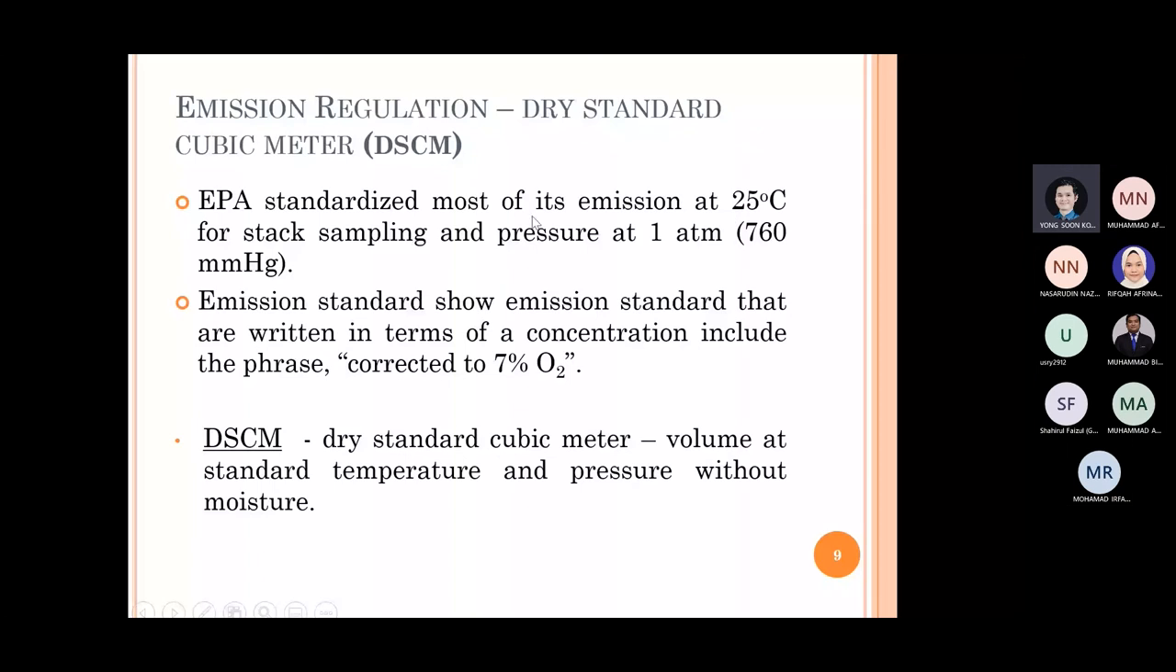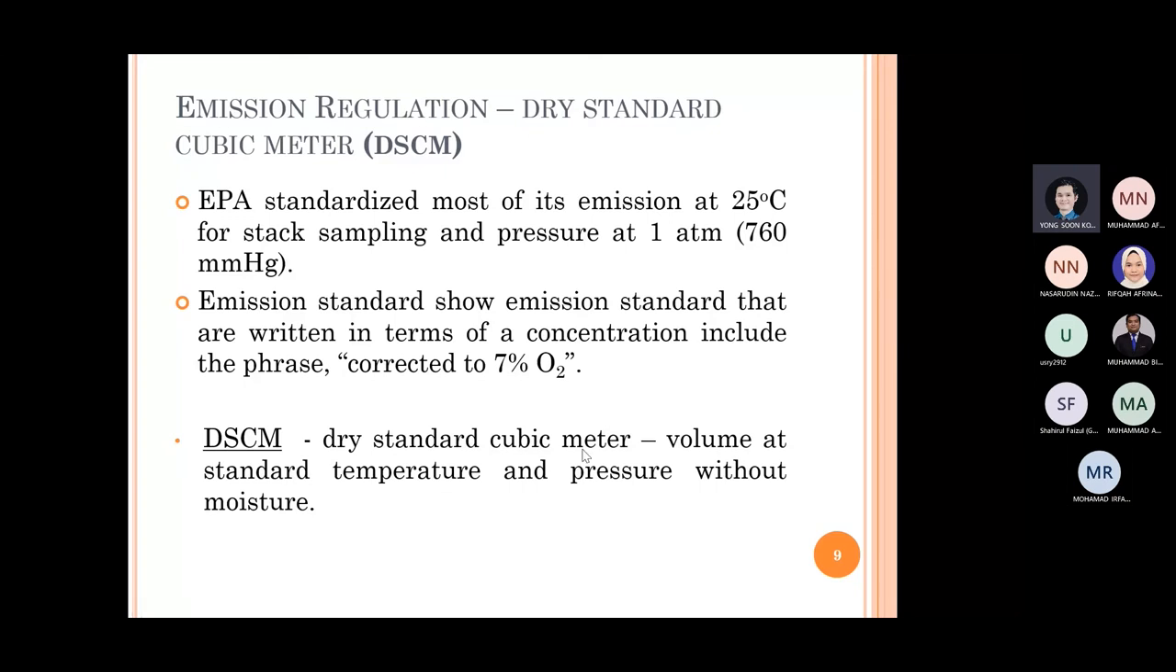Which is why we're going to have a little bit of calculation to convert, because that is a standard that assumes the chimney is at 25 degrees Celsius. Pressure at one atmosphere. This one is more or less the same, except maybe it is a little bit higher. If so, then you need to correct it later. There's another equation. And then there is another assumption. The emission standards that are written in terms of concentration include the phrase corrected to 7% oxygen. Now, why 7% oxygen? Later, I think there are slides to explain further.